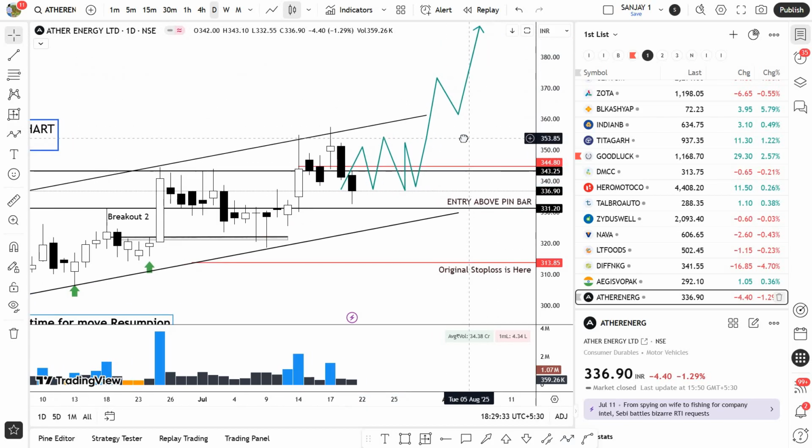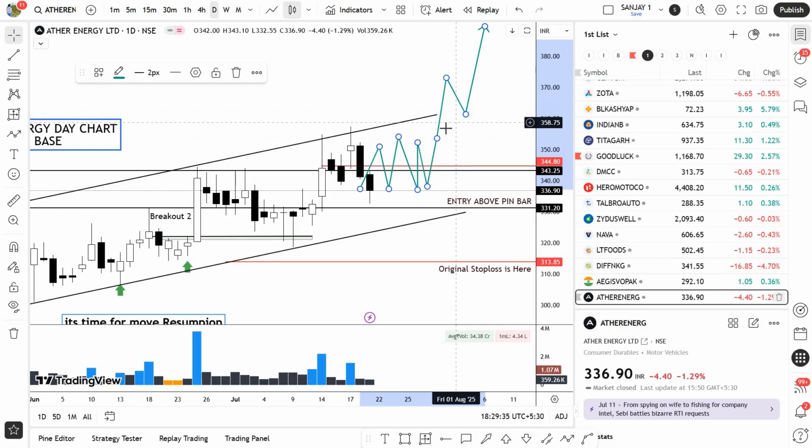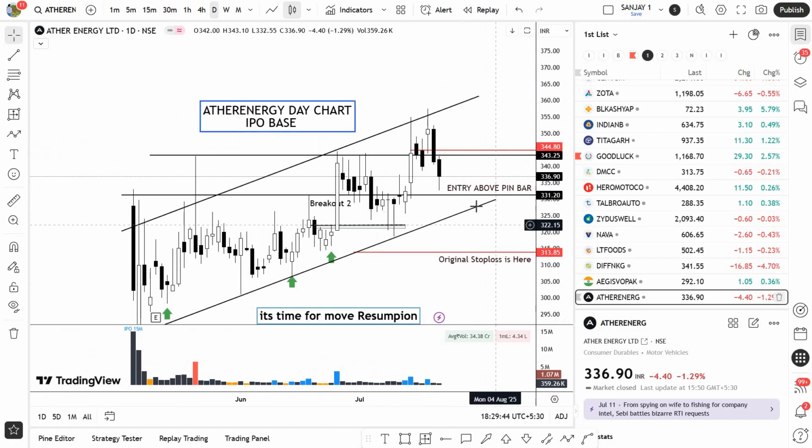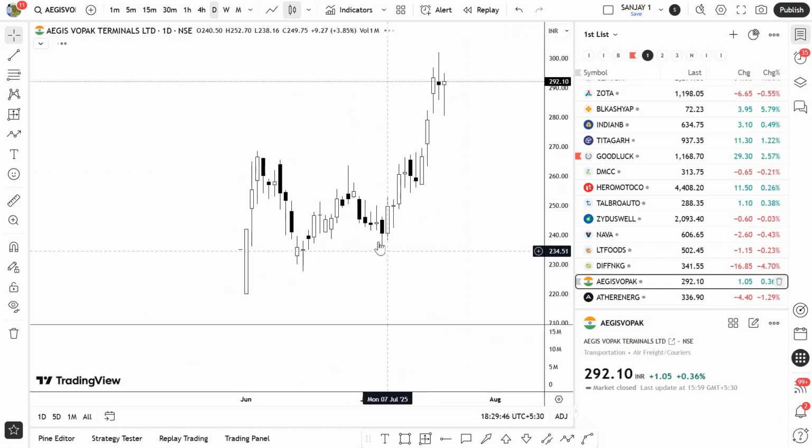Alright, so any range forming up here like this is not going to give you a move to much higher levels. That will not happen, and this happens only 20% of the time. So the probability of trading these structures is very bad. The edge is not on our side.